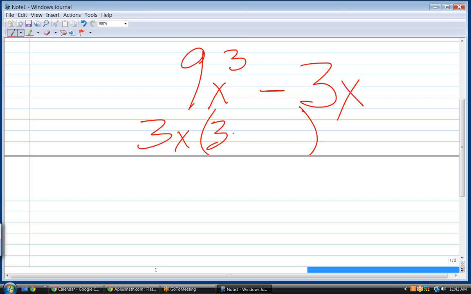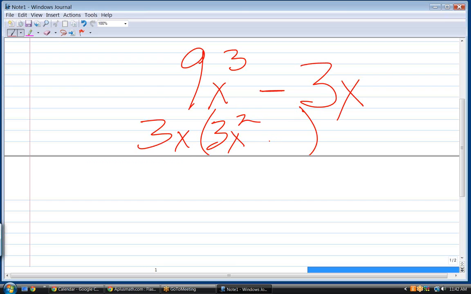3x times... What would I have to write there such that these two multiplied together would give you that? Oh, not 3x, because if I multiply those two together, I get 9x squared. So 3x squared. You got it.